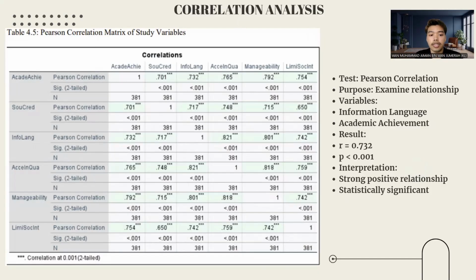Pearson correlation analysis was used to examine the relationship between information language and academic achievement. The results in the table show a correlation value of r equals 0.732 with a p-value less than 0.001. This indicates a strong positive and statistically significant relationship. This means that better information language, such as clearer and more understandable explanations in YouTube videos, is associated with higher academic achievement among students.